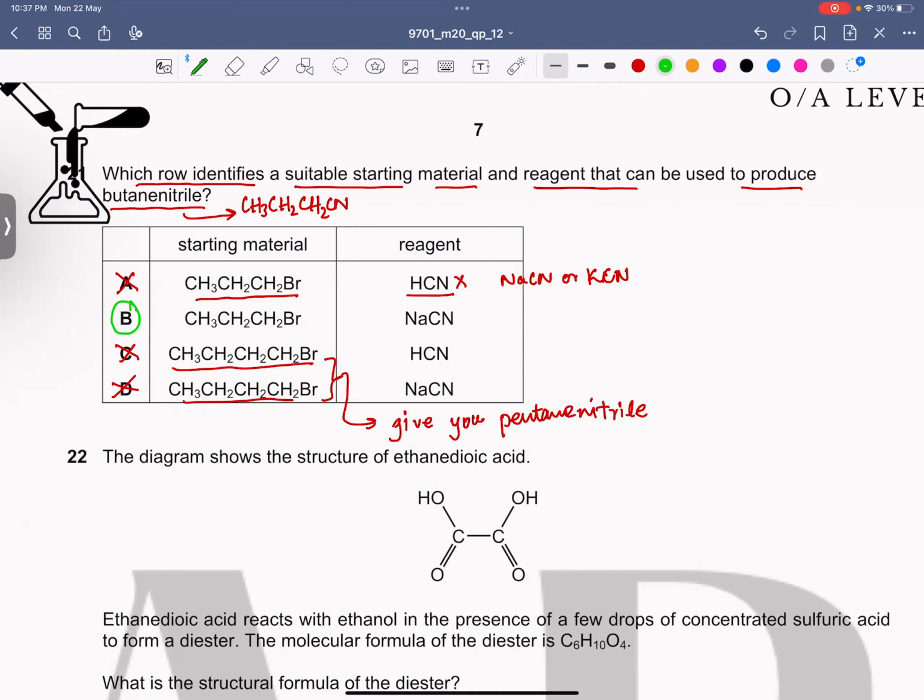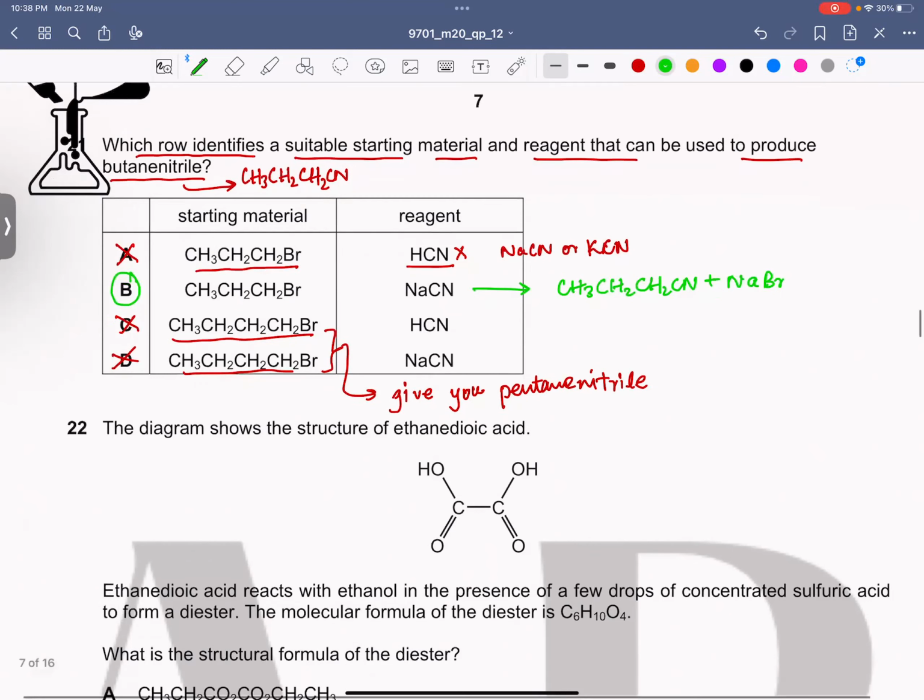Is this clear to everyone? In this reaction, this would happen: CH3, CH2, CH2, CN, and sodium bromide. I hope this is clear to everyone.